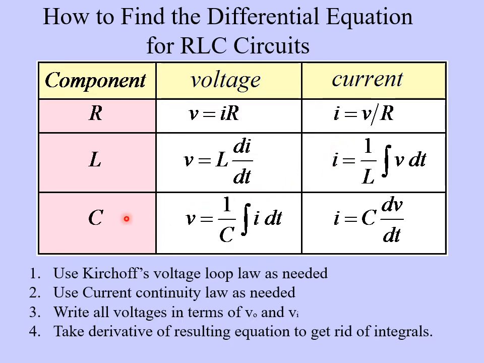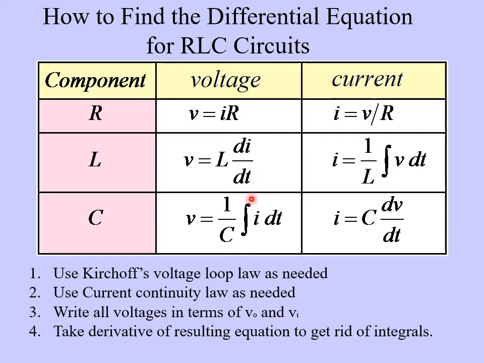What about the capacitor? You probably remember, again from your physics or electronics class, that the current I through a capacitor is equal to C times dV dt, where dV dt here is the rate of change of the voltage across the capacitor. And we can solve this equation for V by basically integrating it. And so the voltage across the capacitor is equal to 1 over C times the integral of I dt.